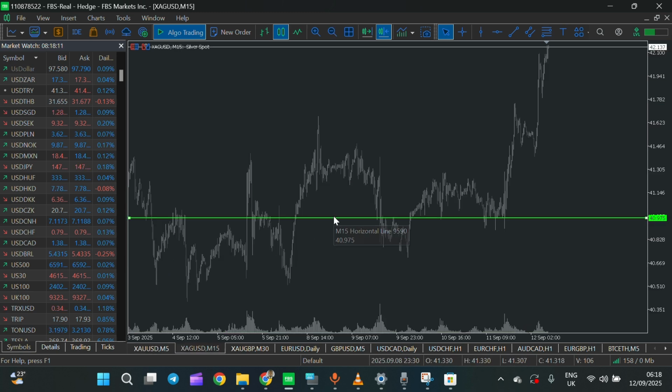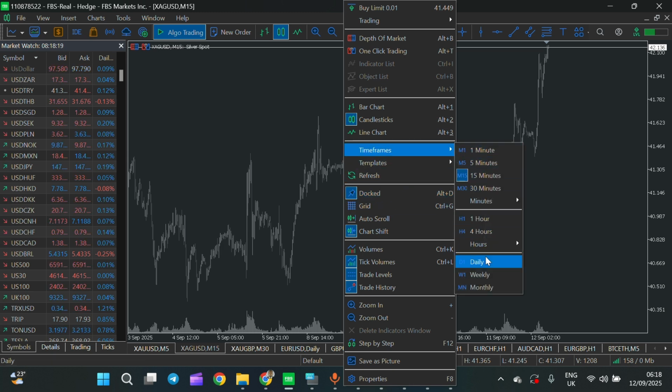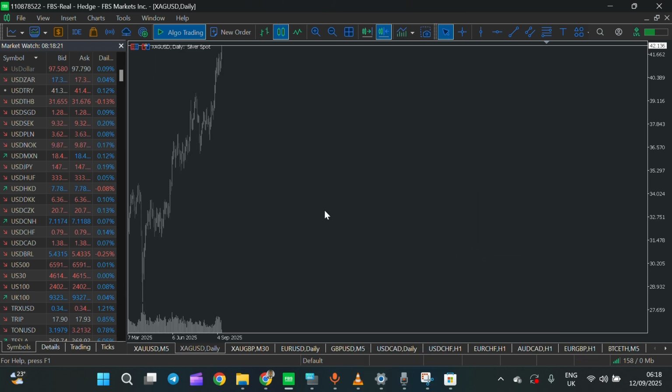So let's go to the silver spot. The silver spot market, first of all, we are going to the D1. All right, so the D1 right here, let's see what happened.